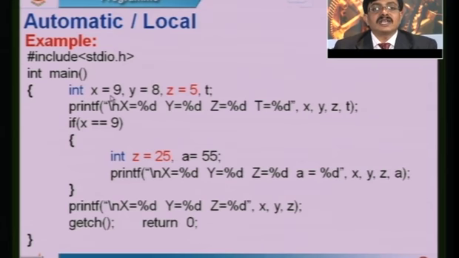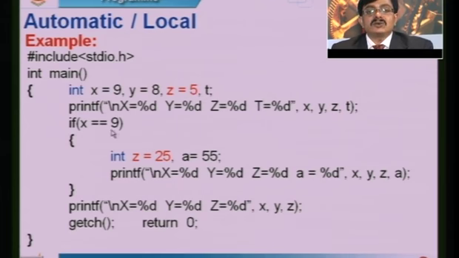Here the x value is 9, y value is 8, z value is 5 and t is not initialized. So the default value it gets is some junk value, some garbage content of the memory, whatever is there, that will be printed. The printf statement says x is equal to %d, and I am going to print the x, y, z and t values. x will be 9, y will be 8, z will be 5, whereas t will be some junk value.